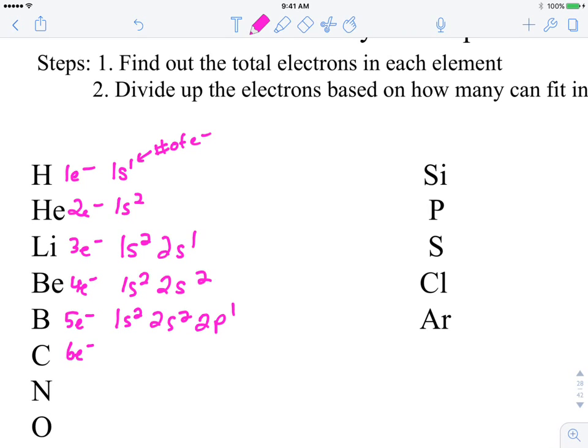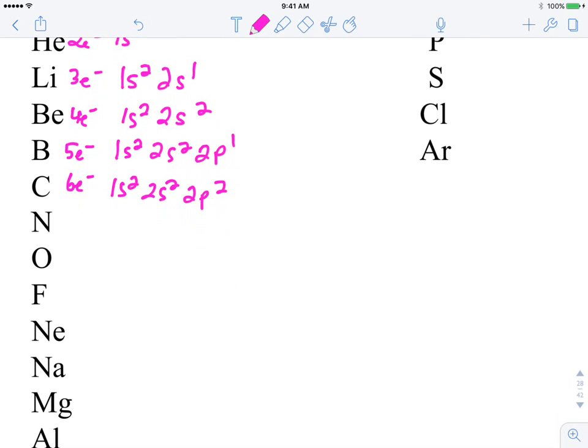Carbon, 6 electrons. 1s2, 2s2, 2p2. So what I'd like you to do is go through up to argon. We'll go over it together.